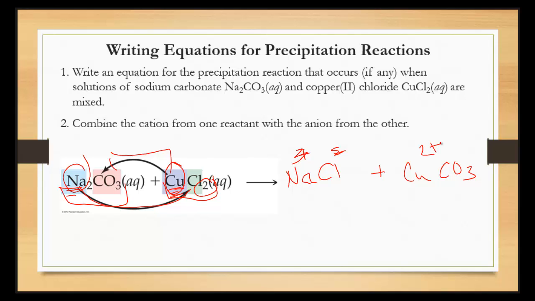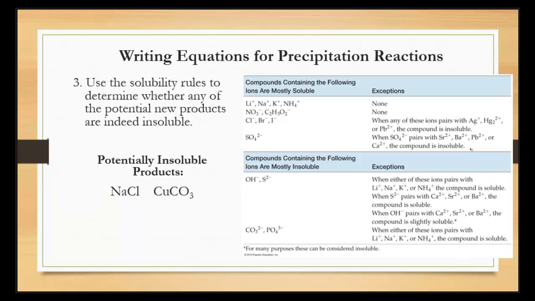Carbonate is a -2, it's a polyatomic ion. The only reason why this 3 came over into the product side is because carbonate is a polyatomic ion, and that stays together as a group. Crisscross it and it becomes 1 and 1. So these are our potential products, NaCl and CuCO3.